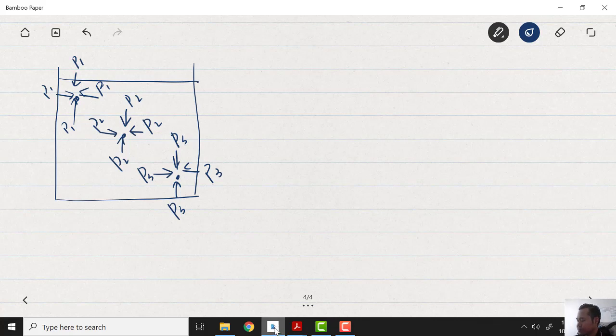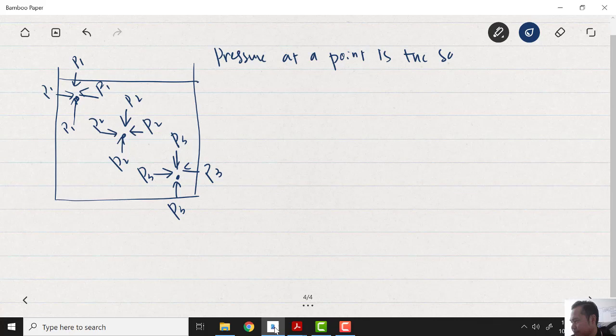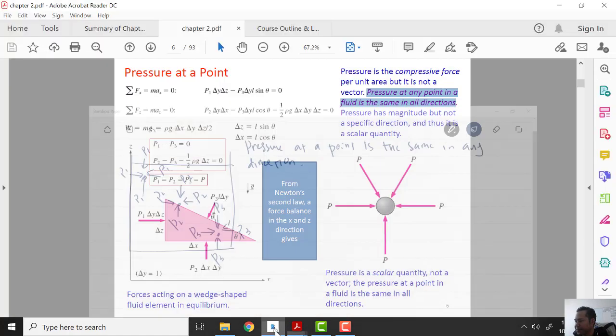Pressure at a point is the same in any direction. Remember that is the pressure at a point.